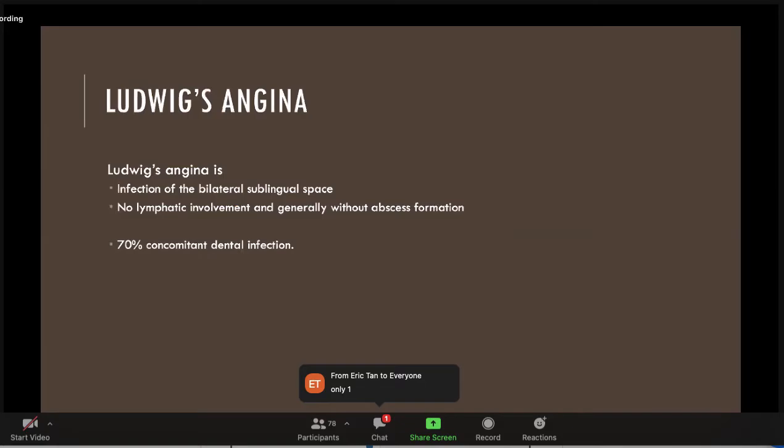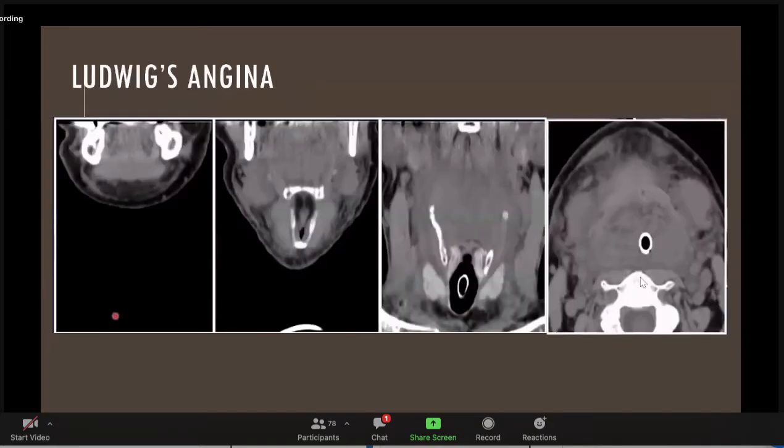Ludwig's angina is another very important condition, and luckily quite rarely encountered. It is infection involving both the submandibular and sublingual spaces. There is no lymphatic involvement and generally no abscess formation, only cellulitis. 70% is associated with concomitant dental infection.